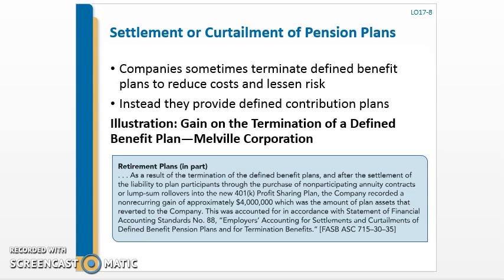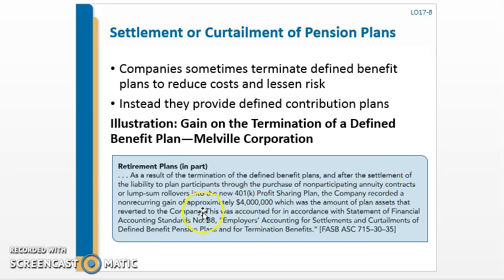The defined contribution, much easier, right? All right, so if you are terminating, let's say you are going from a defined benefit plan to a defined contribution plan, right? That's it. The company decided no more defined benefit plan. We're going to put an end to it.